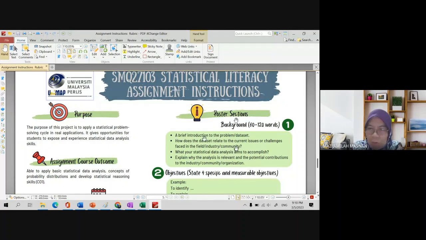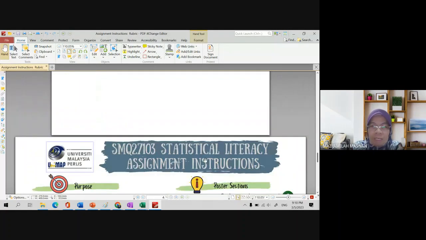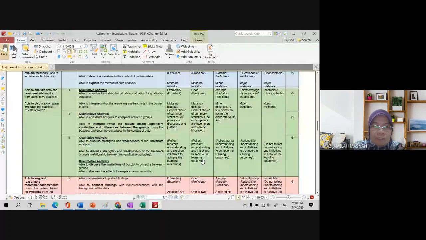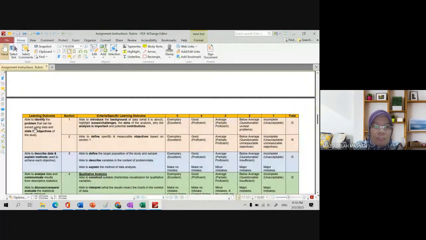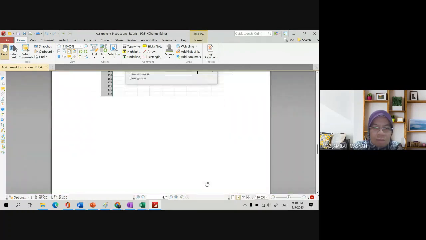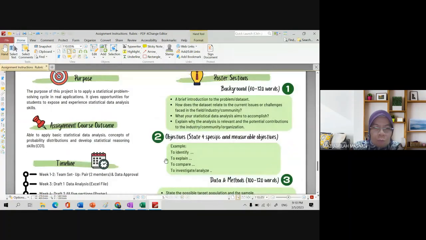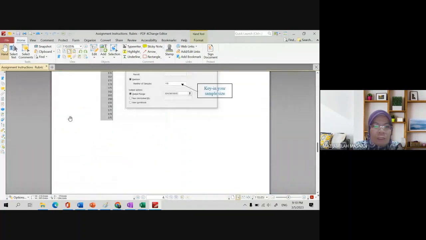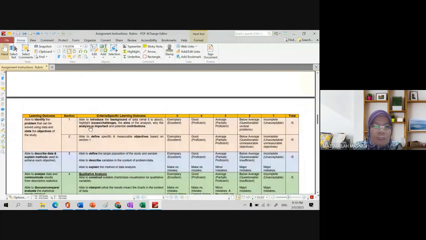So if you have all these 4, it means that we are going to give you marks based on this. Okay, so I am able to identify the problem that can be solved and state the objective of the study. So including the objective, which will be this one, 4. Okay, so we are going to give you marks, and these 2 will give you 10 marks. Kat sini hujung ni merujuk kepada jumlah markah secara keseluruhan.